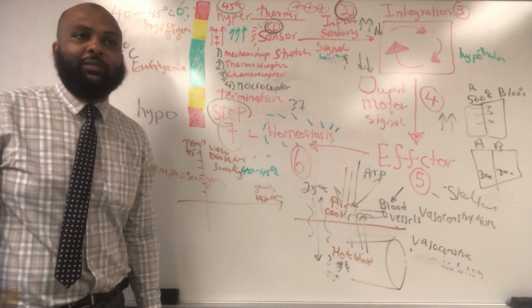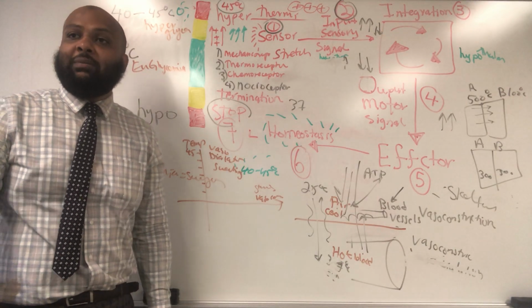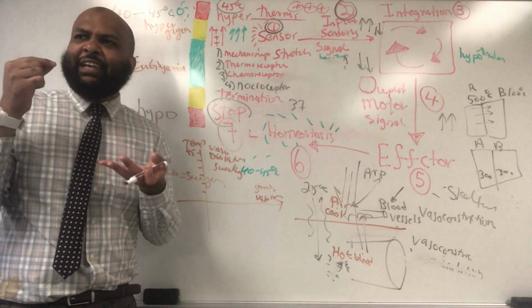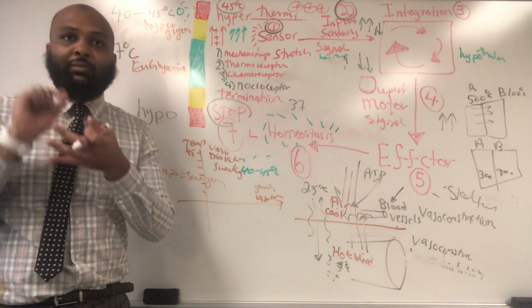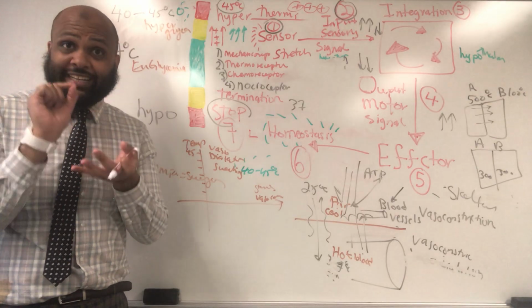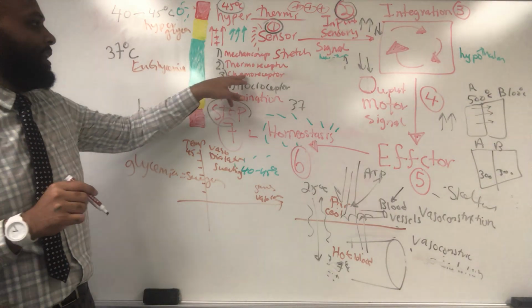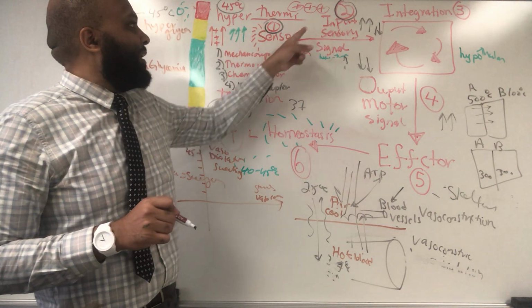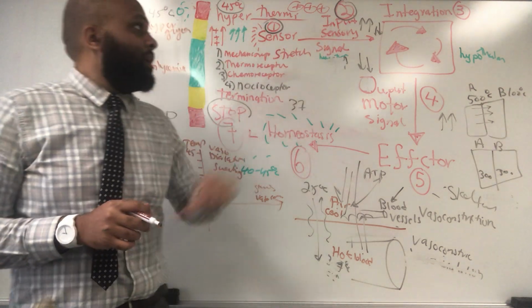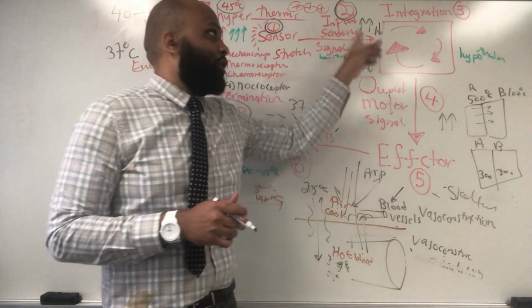A chemoreceptor. Okay? So a chemoreceptor is like taste. It tastes: there's extra sugar, too little sugar, extra salt, extra calcium. That's what the chemoreceptor does, tasting. So the chemoreceptor is going to say there is hyperglycemia. It's going to send an input sensory signal to the integrator, to the computer.